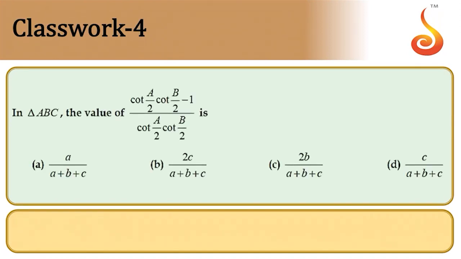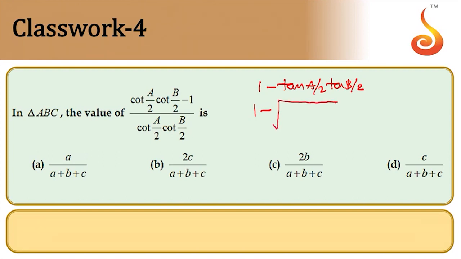Example 4. In triangle ABC, the value of cot A by 2 cot B by 2 minus 1 by cot A by 2 cot B by 2. So what you have to do is, you can convert cot into tan. Because cot is 1 by tan, cot A by 2 is 1 by tan A by 2, and 1 by tan B by 2. If you take LCM, finally you get 1 minus tan A by 2 tan B by 2. Just substitute the value formula.